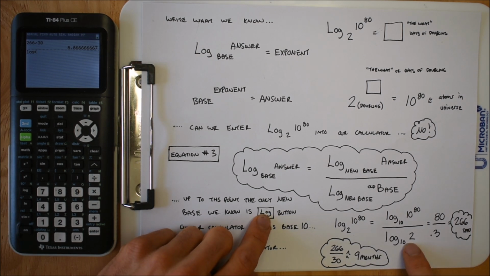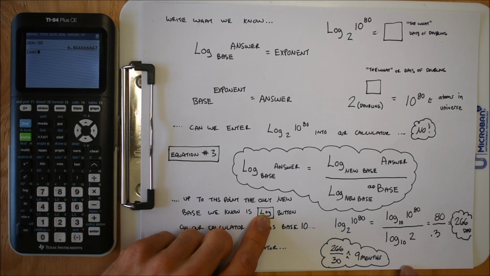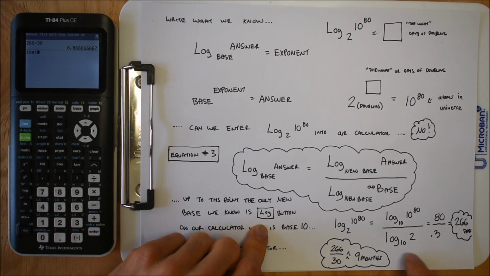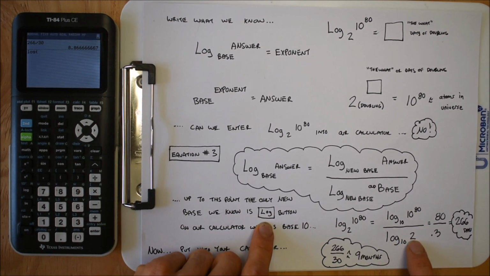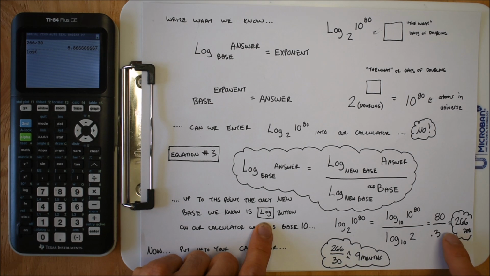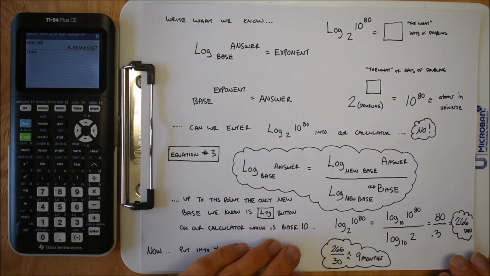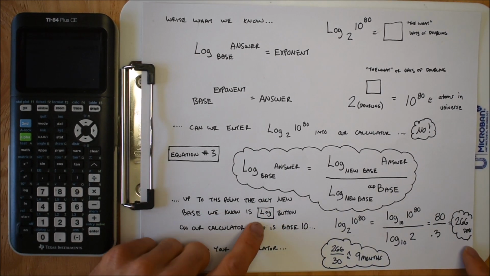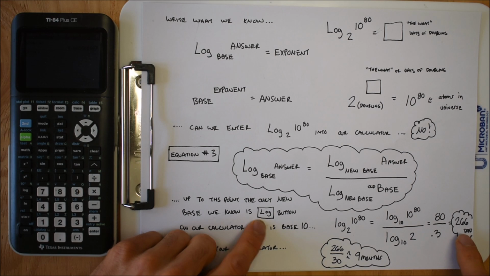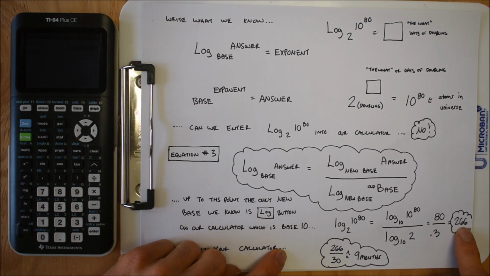And what's log of 2? Well, it's about 0.3. Isn't that pretty close? That's closer to 80 than 2 is to 10 to the 80. So we can type in log of 2, and this shrinks it down a little bit. You divide by a smaller number, and you get the number of days. It's just magical. So you get 266 days.